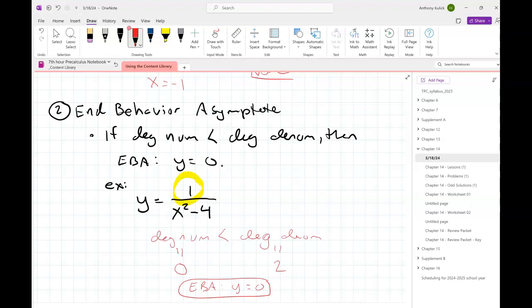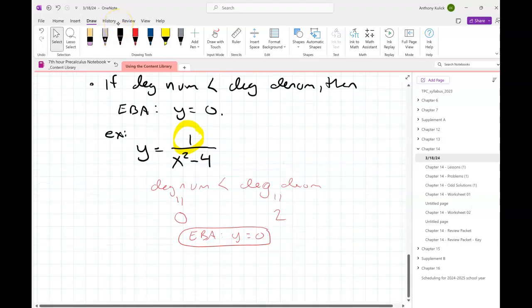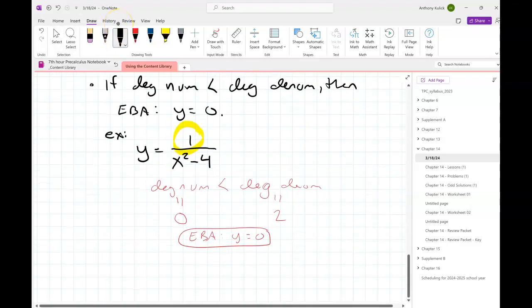Okay, didn't take much to do that, right? We just had to look at the degrees. There's not even really anything to calculate. I like it. That's pretty easy, Mr. Kulik.